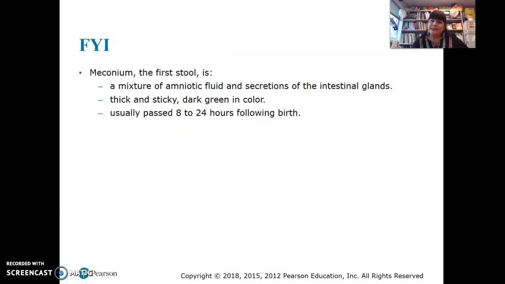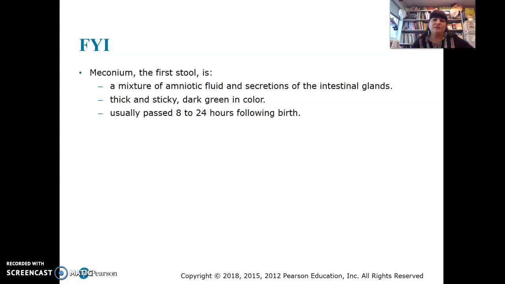So in babies, when babies are born, their first stool, the poop, right? There it is, right? The feces, the stool. It's called meconium. And what is that? It kind of looks black. It's a thick, sticky, dark green in color, black green. It's a mixture of amniotic fluid secretions from intestinal glands, usually passes 8 to 24 hours. So they haven't been eating, right? It's just all the stuff that they've been in when they're in the uterus.